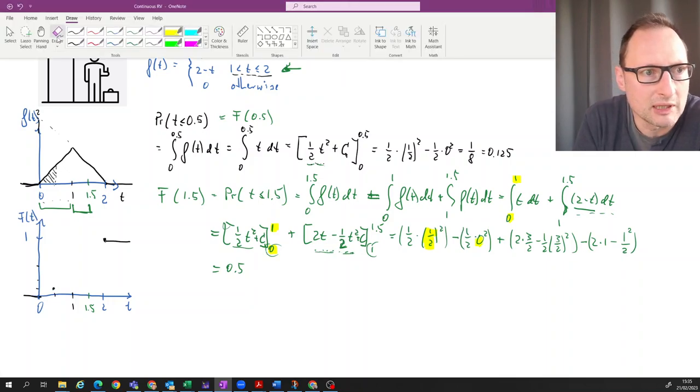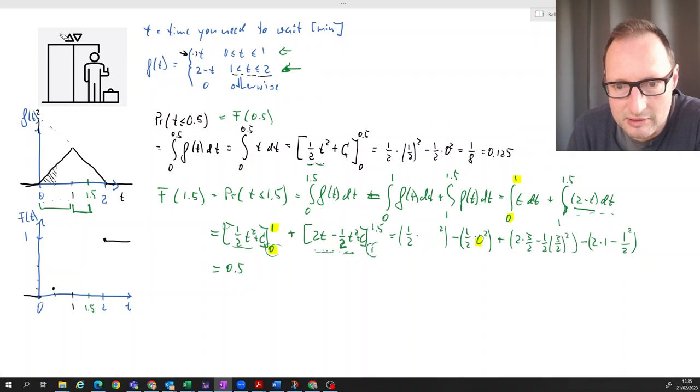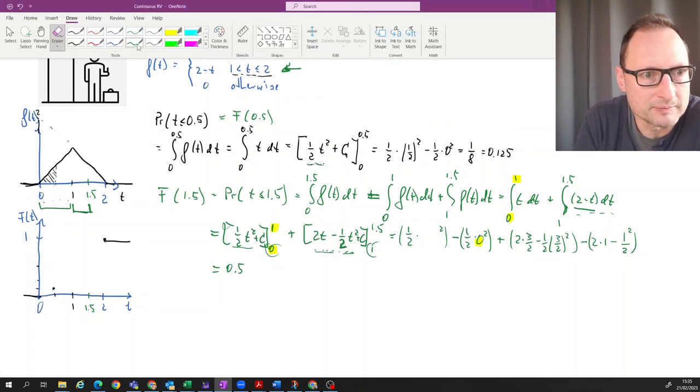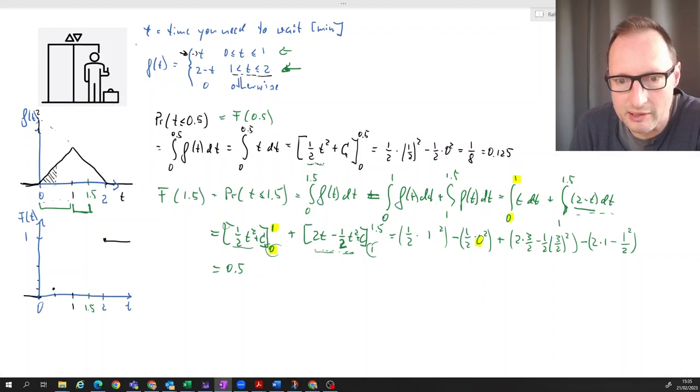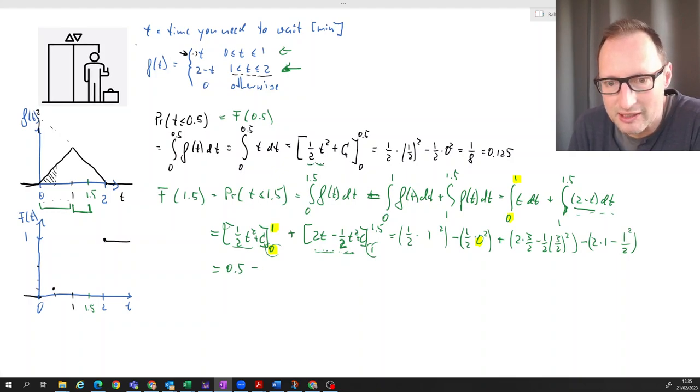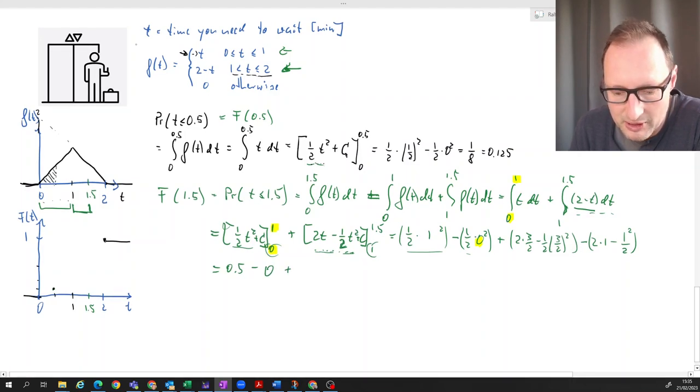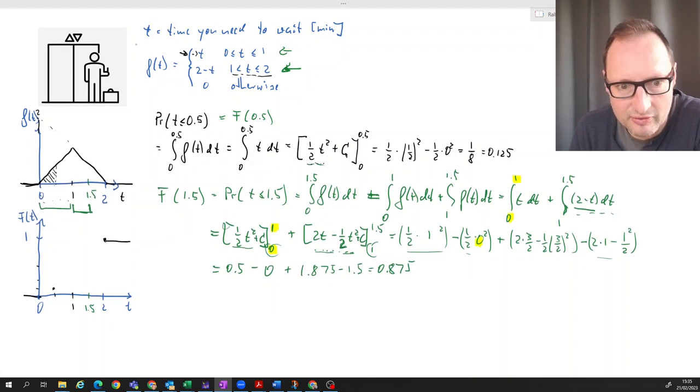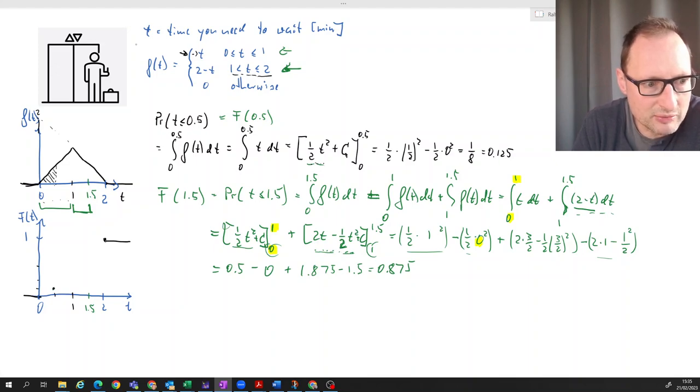So let me erase that. And this is just 1 squared, and hence we get a half. Okay, and I saw that in my notes. So that here is a half. Minus 0 plus this bit here, this is 1.875, and then minus this bit, which is 1.5. And if you calculate that, we get 0.875. So that means this probability here is 0.875.